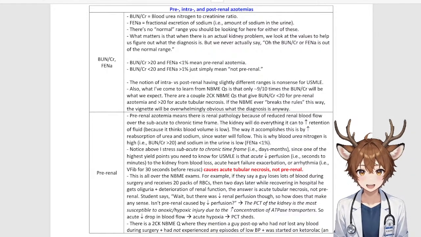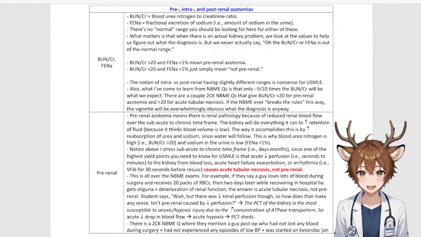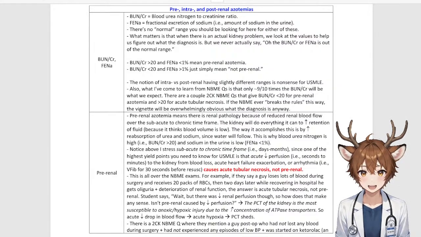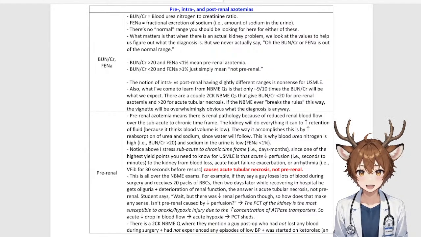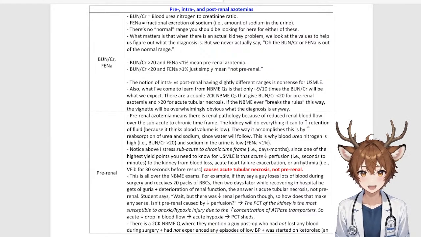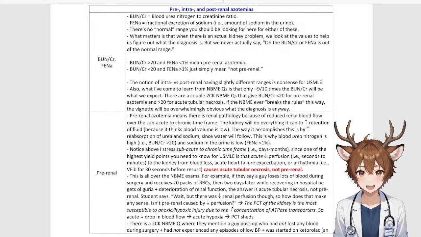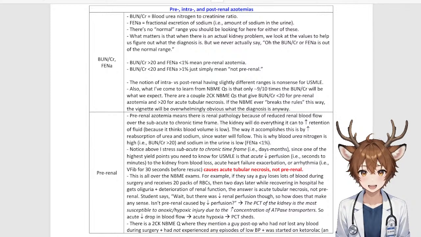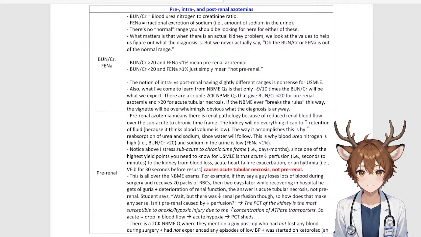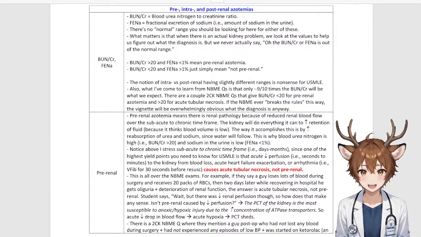BUN over creatinine greater than 20, and the fractional excretion of sodium less than 1%, means pre-renal azotemia. But what if the opposite is the case? What if the BUN over creatinine is low, below 20, and the fractional excretion of sodium is greater than 1%? That simply means not pre-renal. Maybe it's post-renal, maybe it's renal, but it's not pre-renal in that context.